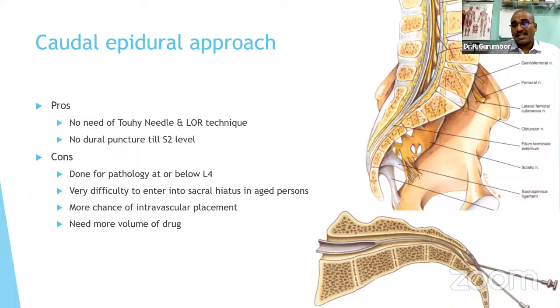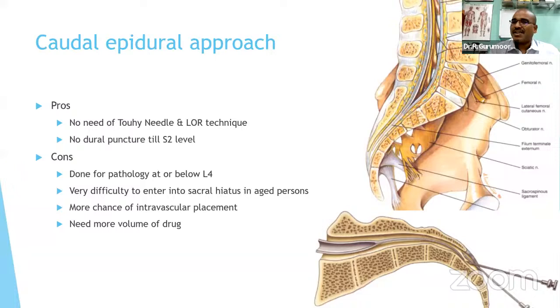Another thing is there is nothing to worry about dura. Until S2, there is no dura. No need to go by millimeters, just go in centimeters. Just cross S3, keep it in the midline, inject contrast and do it. Even S2 has a good margin. If you are reaching S1, you may puncture the dura, but we always say keep it at the level of S3. It's a very simple procedure. Nothing to worry about dura or meninges. The only thing is you have to enter the caudal epidural space.